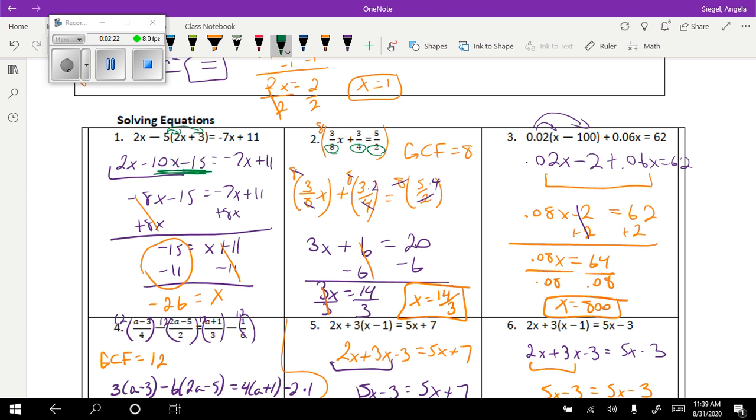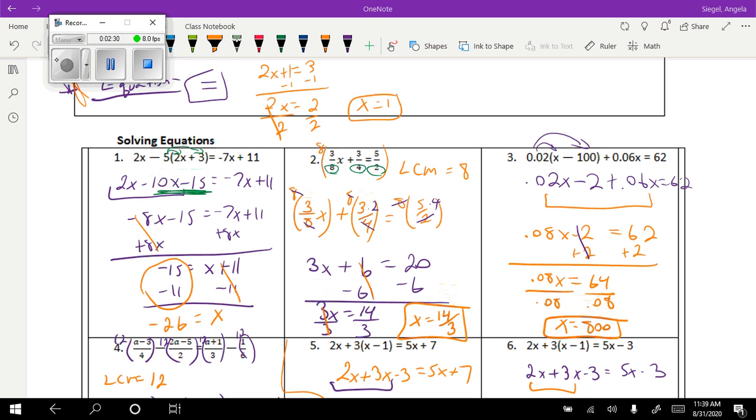The way that I choose is I find the GCF of 8, 4, and 2. Sorry, not the GCF, the LCM of 8, 4, and 2. So the least common multiple. What is the lowest number that 8, 4, and 2 will all go into? 8 goes into 8, 8 goes into 4, and 8 goes into 2. So my LCM is 8.